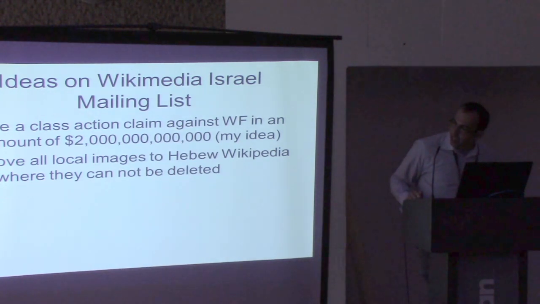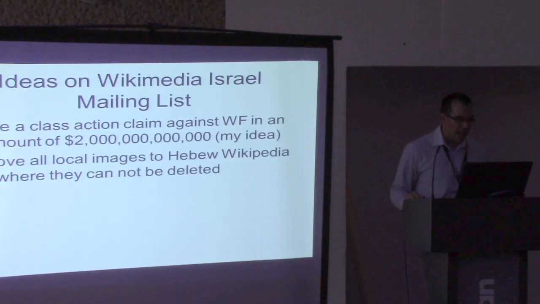Another idea that actually got a lot of merit was, okay, this is what happens on the Commons, they're going to delete all our pictures, let's be preemptive about it. Let's delete all the pictures ourselves and just move them to Wikipedia. Well, they cannot be deleted because no Hebrew Wikipedia sysadmin would delete these pictures.